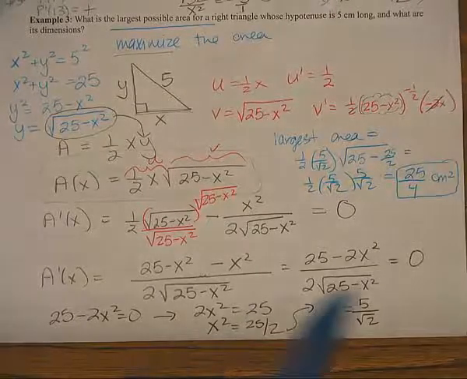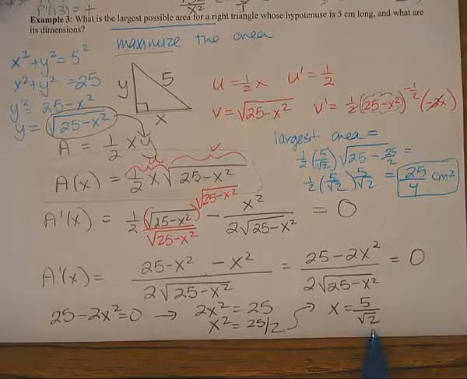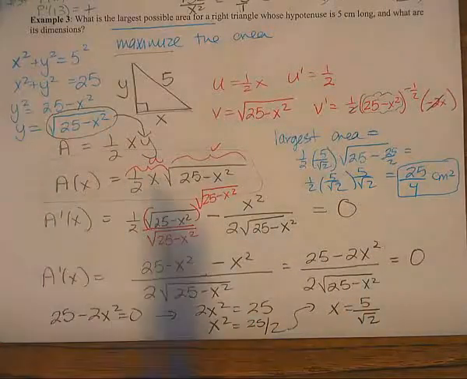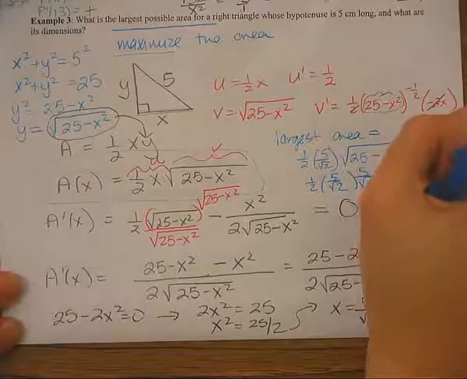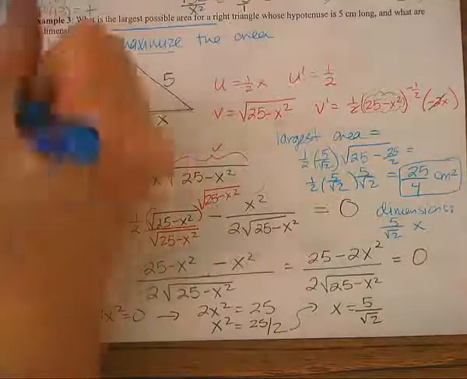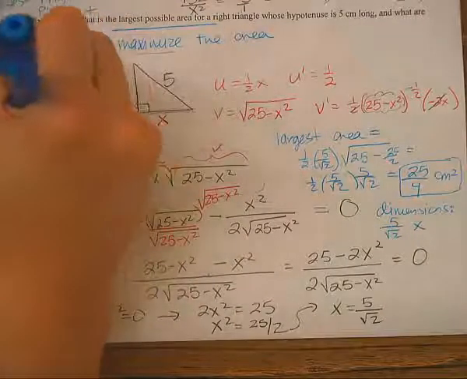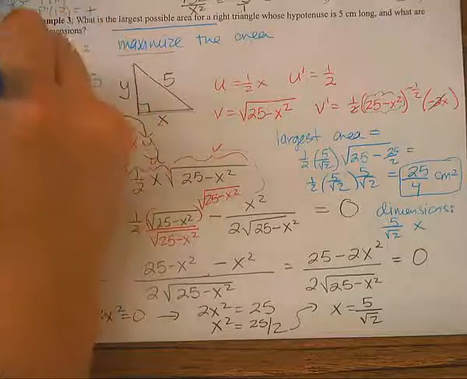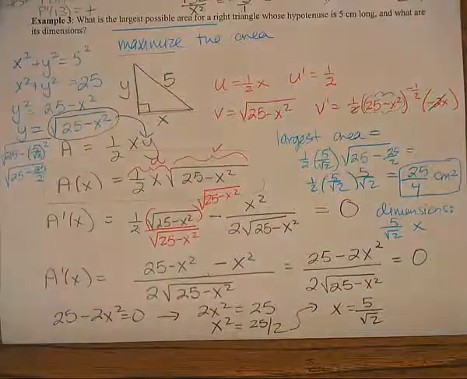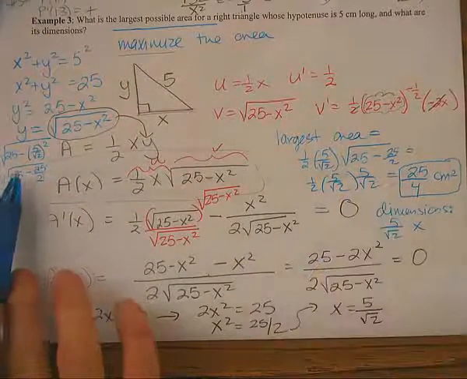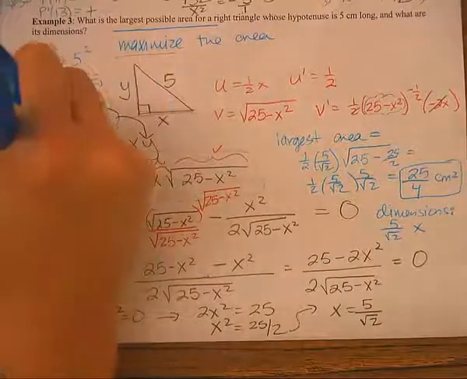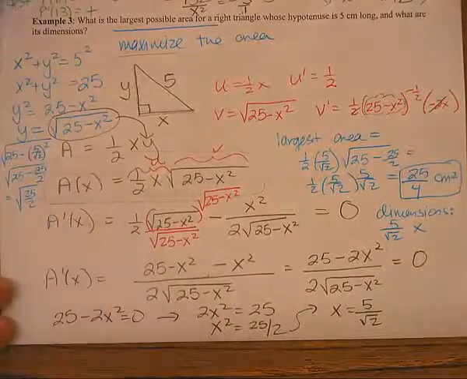Then the dimensions, well, I have one of them here is 5 over rad 2. And then to find the y value, I would plug 5 over rad 2 in here. So the dimensions would be 5 over rad 2 for the x, and then if I plugged 5 over rad 2 in for x squared, I'd have 25 minus 5 over rad 2 squared, which is 25 minus 25 over 2, which I had right here. And then 25 minus half of 25 is equal to half of 25. So that equals the square root of 25 over 2, and then that would just be 5 over rad 2.